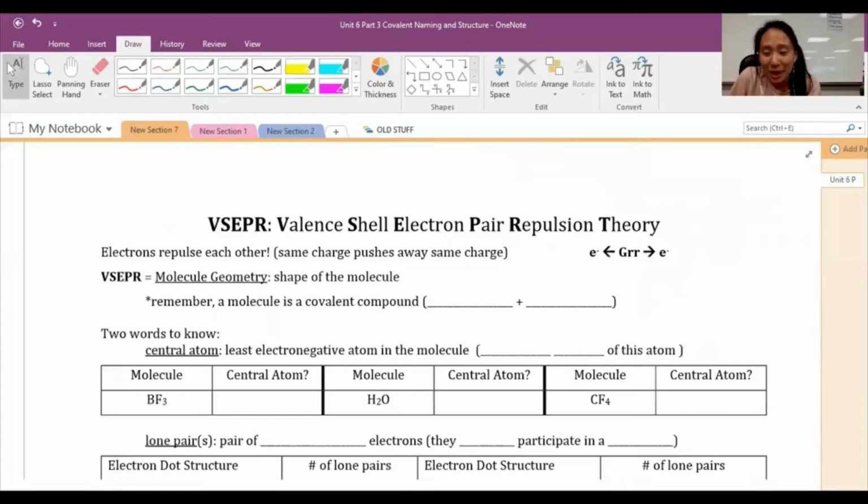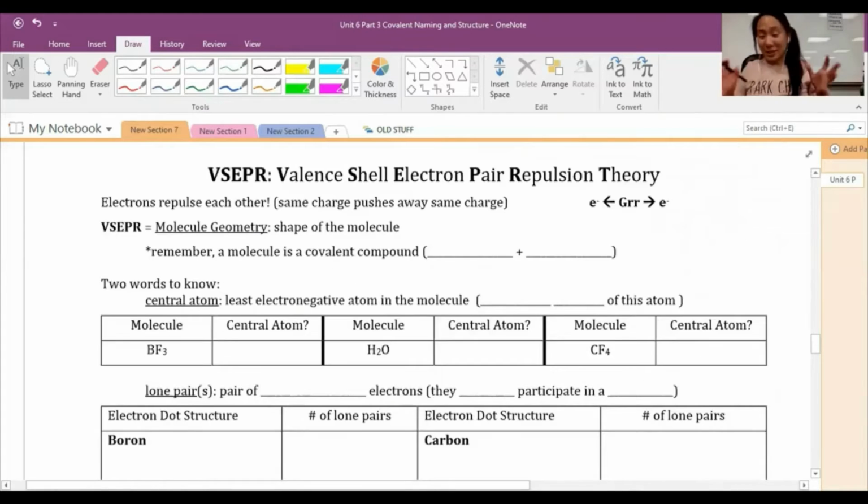But then what comes after that? Each particular covalent drawing has what we call a VSEPR shape attached to it. So what is VSEPR? VSEPR means valence shell electron pair repulsion theory. Complicated name, but what does it mean? It means that electrons repel other electrons. So even though you pair them up, they ultimately don't like each other.